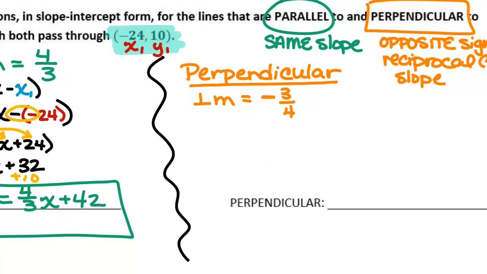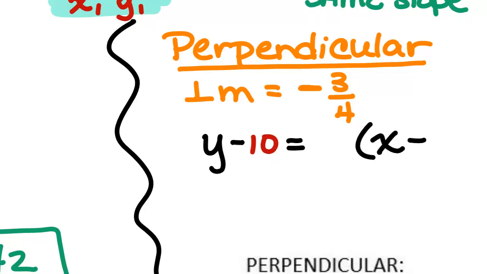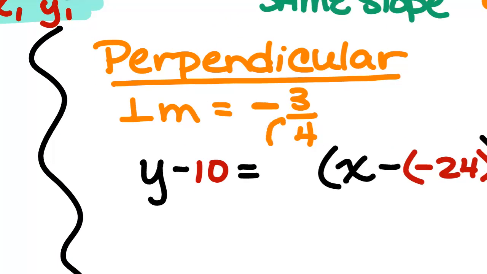For perpendicular, this looks almost identical. My setup is still y minus 10 equals, I'm going to leave space for the slope, and I have x minus negative 24. In that space where I left room, that's where we put our perpendicular slope.